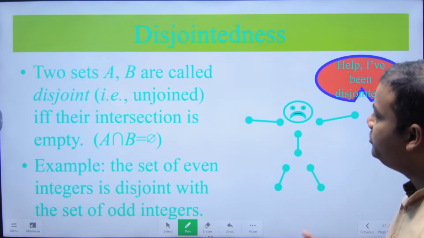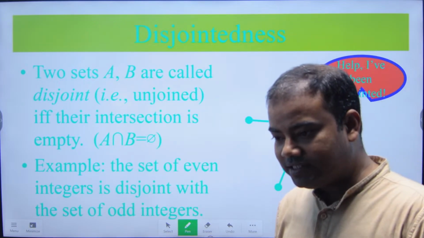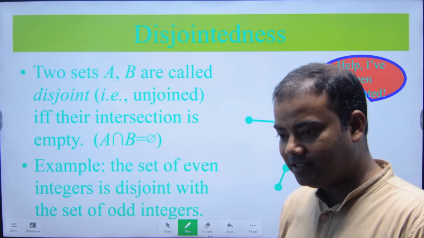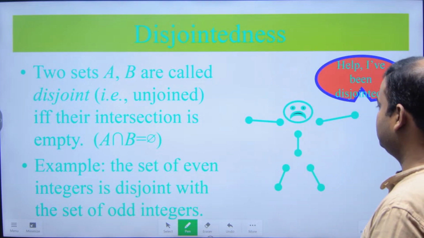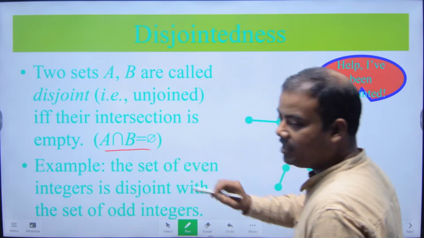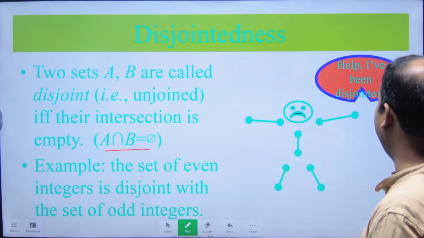Now what is a disjoint set? Two sets are disjoint if their intersection is empty, or phi. So if A intersection B is phi, then you can say that the two sets are disjoint.